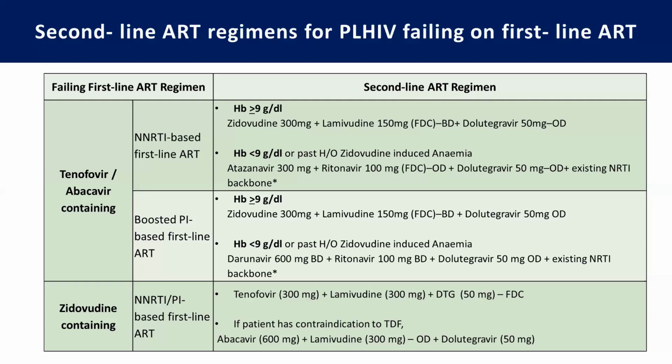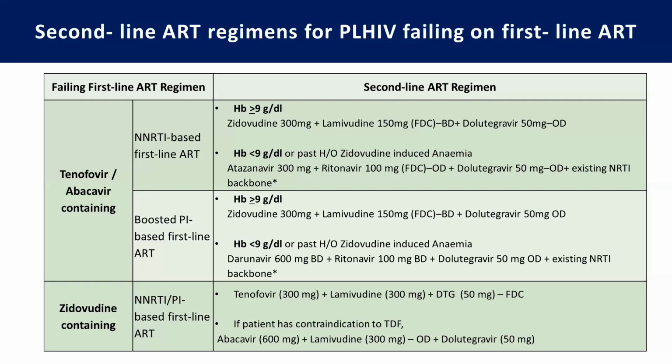Now suppose the patient was on PI based first line ART. So for example, the patient was on TL ATVR as the first line. So if the HB is more than 9, the patient will be on ZLD as the second line. So ZL BD and DTG-OD. However, if HB is less than 9 and the patient was on TL-ATVR, so now the patient was already exposed to atazanavir as the first line ART. So now you will have to use darunavir based. So DTG with darunavir, ritonavir. DTG is 50 mg OD only, because the patient was never exposed to DTG in the first line.